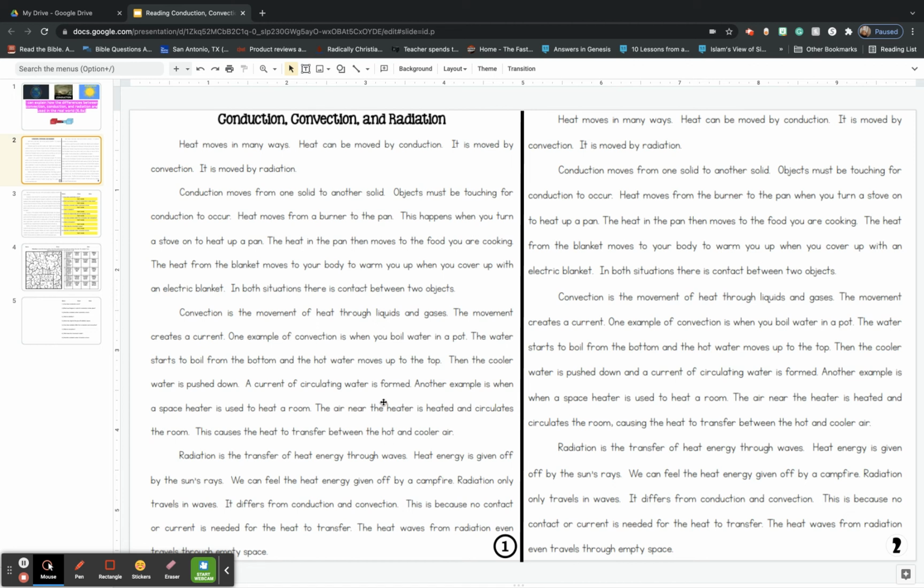Radiation is the transfer of heat energy through waves. Heat energy is given off by the sun's rays. We can feel the heat energy given off by a campfire. Radiation only travels in waves. It differs from conduction and convection. This is because no contact or current is needed for the heat to transfer. The heat waves from radiation even travel through empty space.